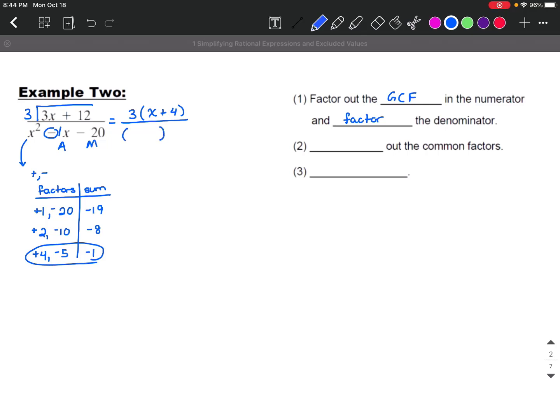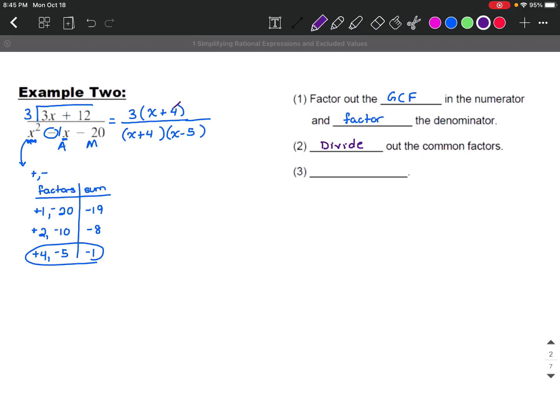Now remember, when I'm setting up my 2 parentheses for this trinomial factoring, I have an x squared up front, and notice my middle term is an x. That means I need an x and an x in the beginning of each parentheses, and then my magic numbers, +4, -5.